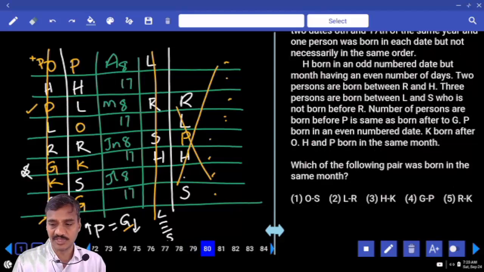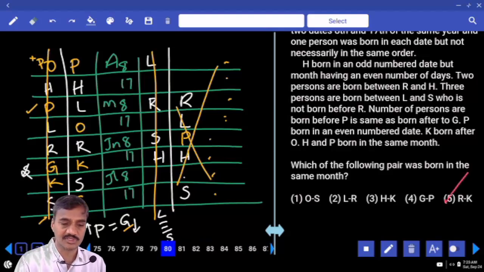And which of the following pair was born in the same month? O and S false. L and R false. H and K no. G and P no. R and K, yes, these two persons were born in the same month, June.